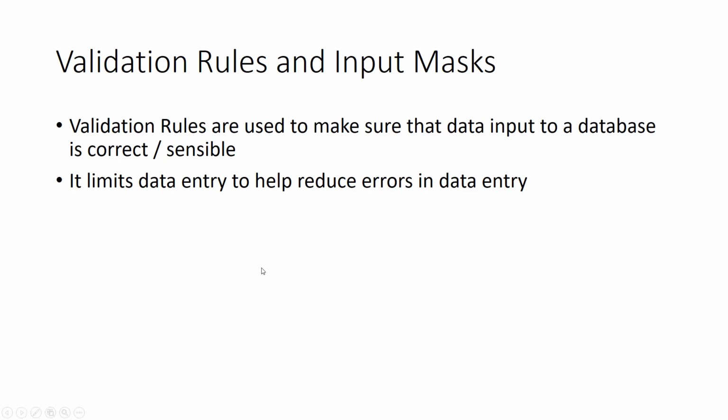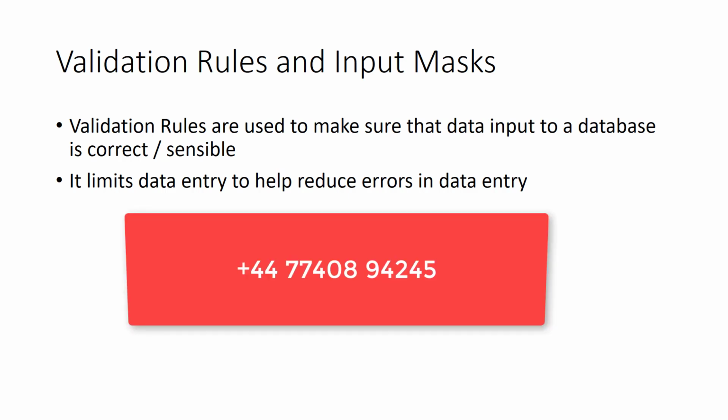It limits data entry to help reduce errors in data entry. So for example, a validation rule could be used for when a number is input, a phone number for example, that it's a certain amount of numbers. So maybe it begins with a certain number, and it makes sure that it's not over 11 numbers. For example, in the UK, mobile phone numbers are 11 digits. So it would make sure that you didn't type in too many, or you could program it so that it makes sure you didn't type in too few.